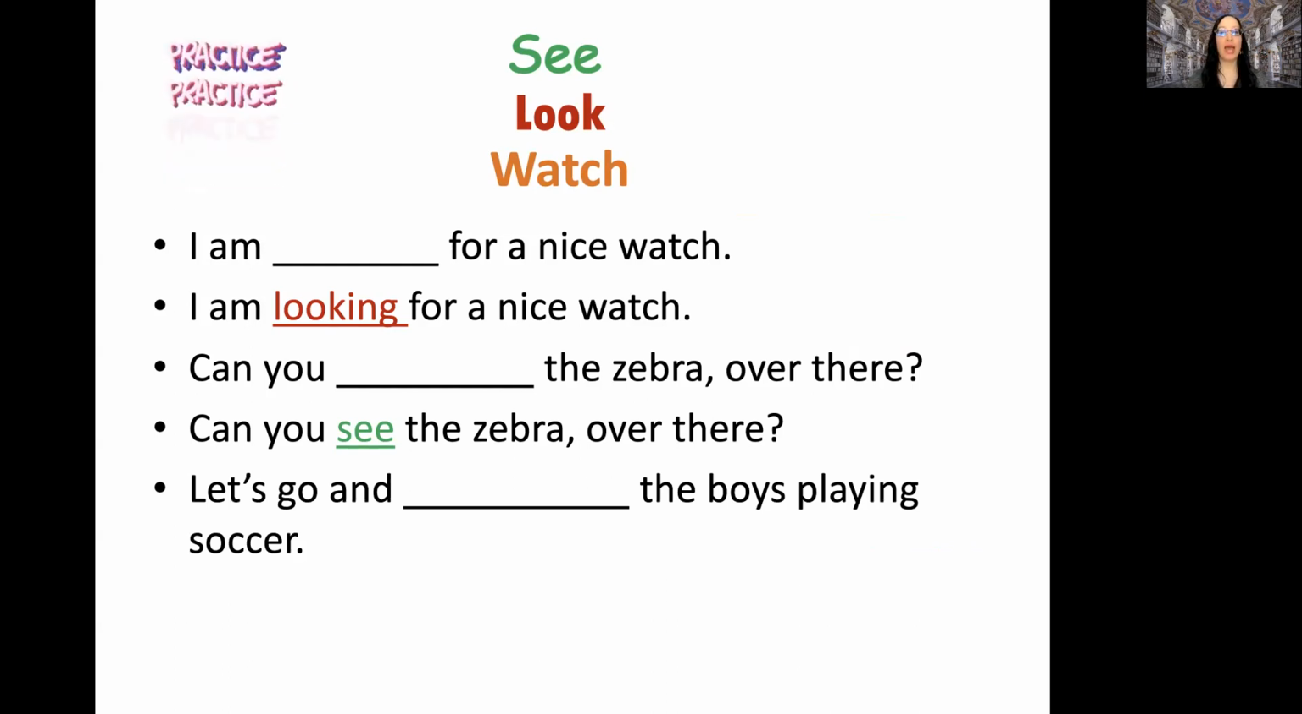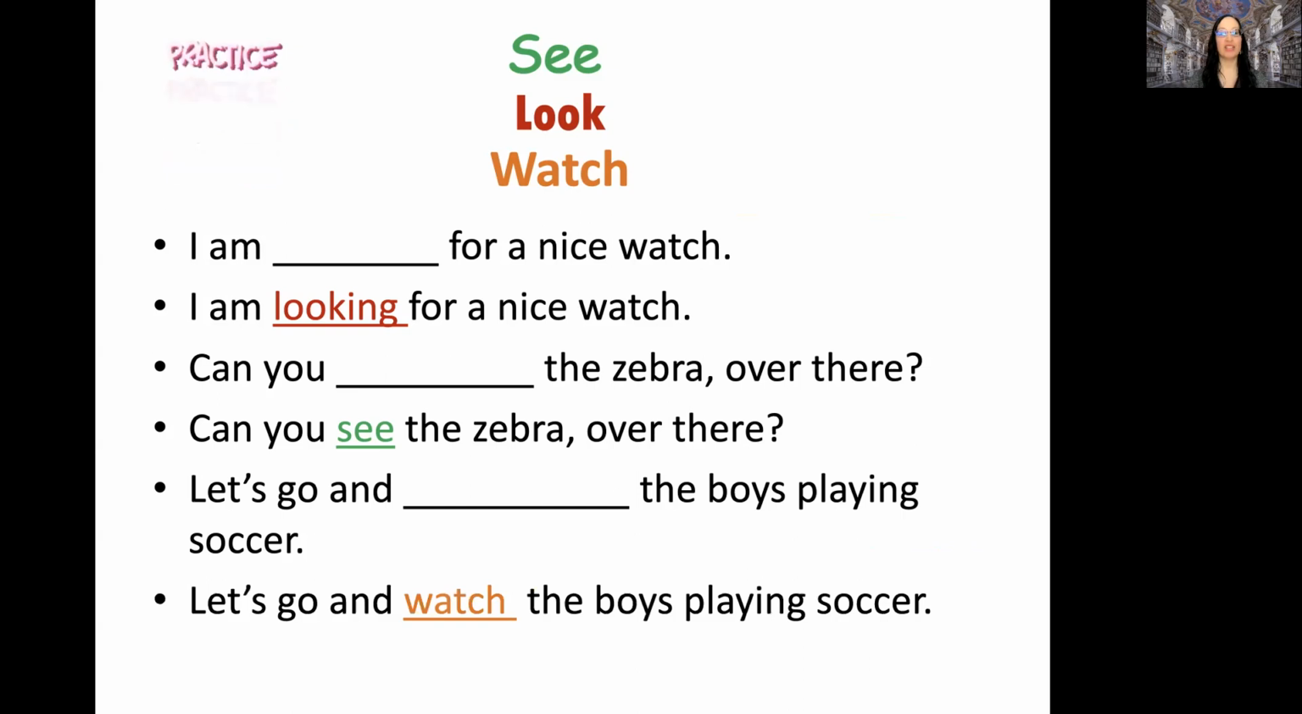Let's go and see the boys playing soccer. Let's go and look the boys playing soccer. Let's go and watch the boys playing soccer. Okay, so think about soccer. They are playing soccer. Remember, let's go and watch the boys playing soccer.